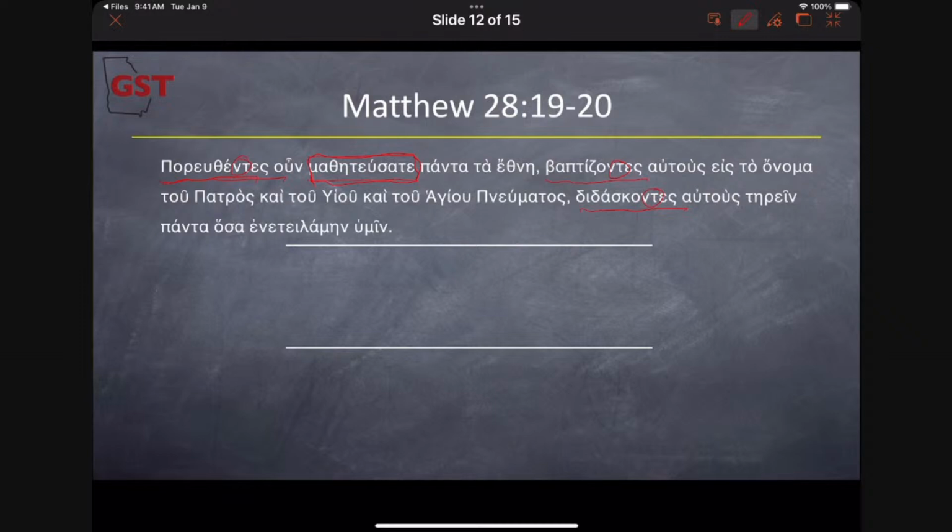And we see that poreuthentes ends in epsilon sigma. That makes it a nominative plural. Baptizontes ends in epsilon sigma, which makes it a nominative plural. Didascantes, same thing. Epsilon sigma makes it a nominative plural. There's no article for didascantes, no article for baptizontes, no article for poreuthentes. So all of them are adverbial, and they're all associated with the main verb, mathetusate.